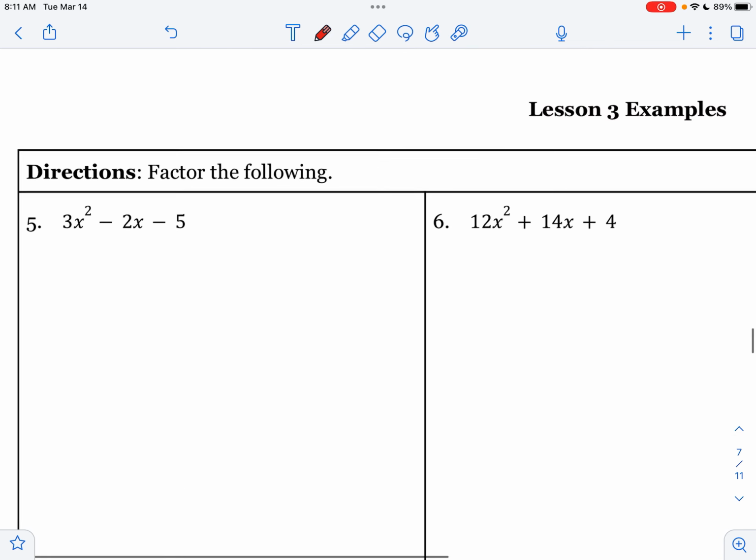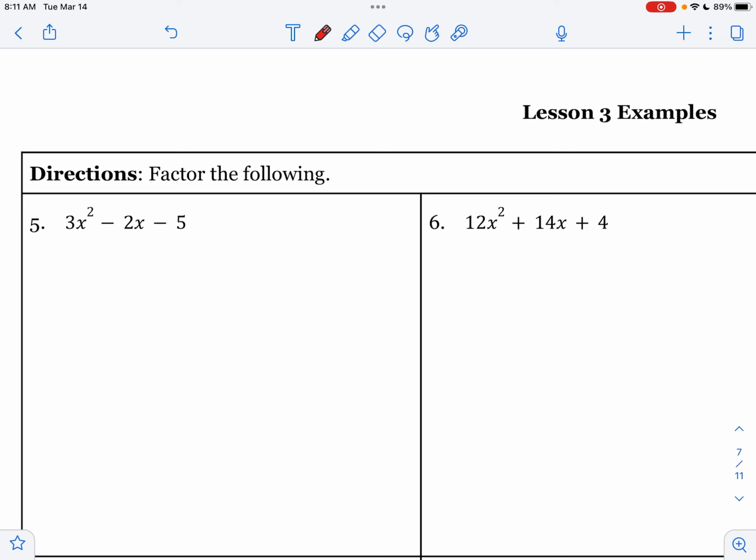Okay, number 5, factor the following. So we can't take out a GCF. 3, 2, and 5 don't have anything in common. So there's no GCF, so we're going to just write out A, B, and C. Okay, so then we're going to multiply A times C and B. So A times C is 3 times negative 5, which is negative 15, and B is negative 2. So now we need to find numbers that multiply to negative 15 but add up to negative 2. So first find numbers that multiply to negative 15.